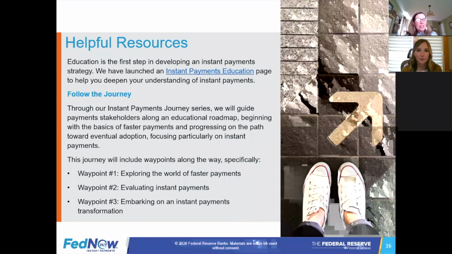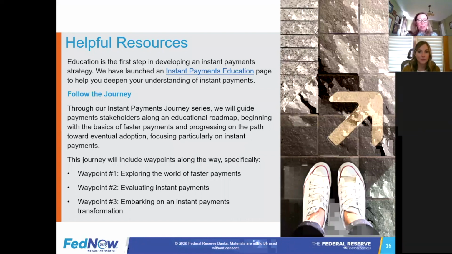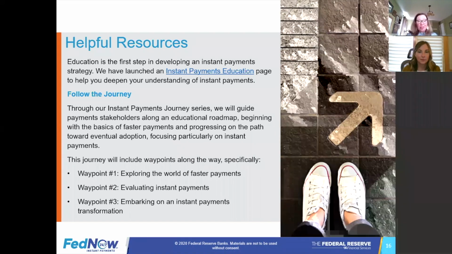So to help with your instant payment strategy, we've launched an instant payments education page on our frbservices.org website, where we will regularly be posting new content. There are already several resources out there, and I encourage you to bookmark that and check back often to learn more. Next slide.